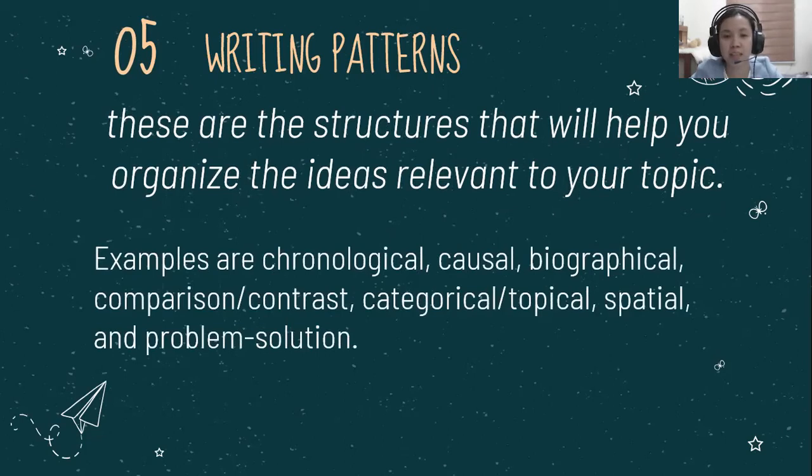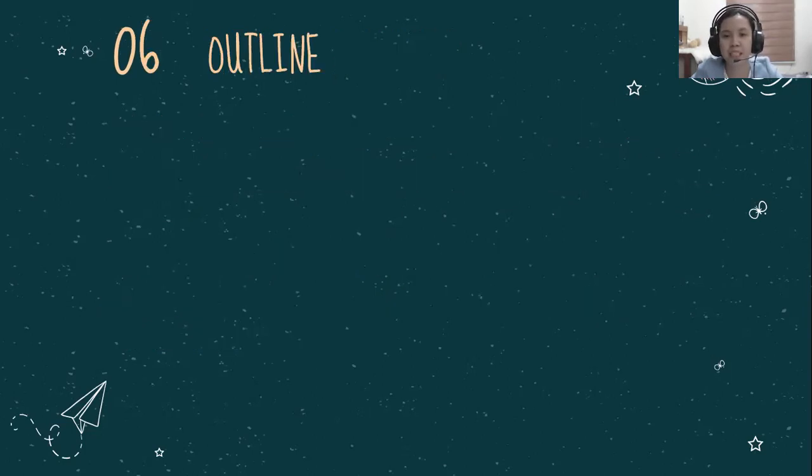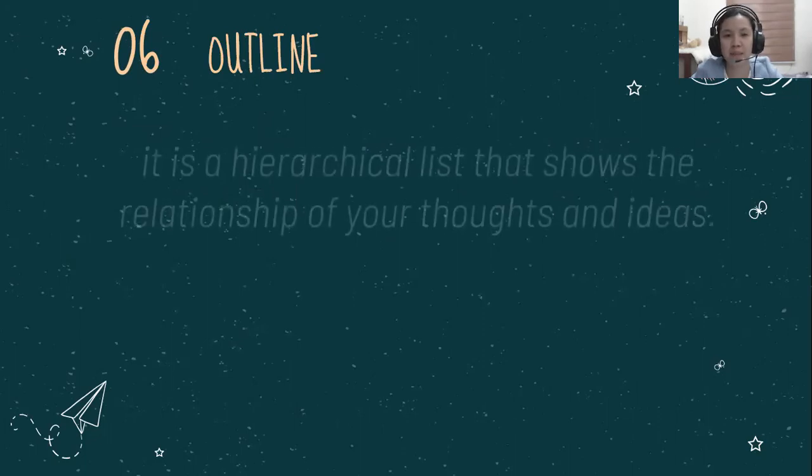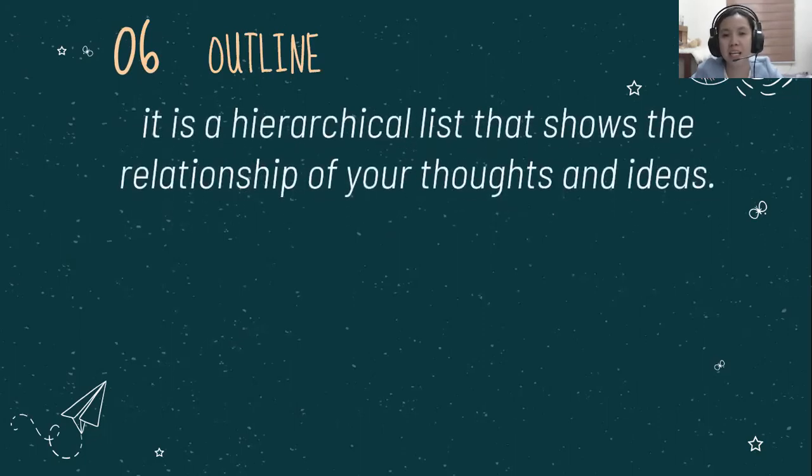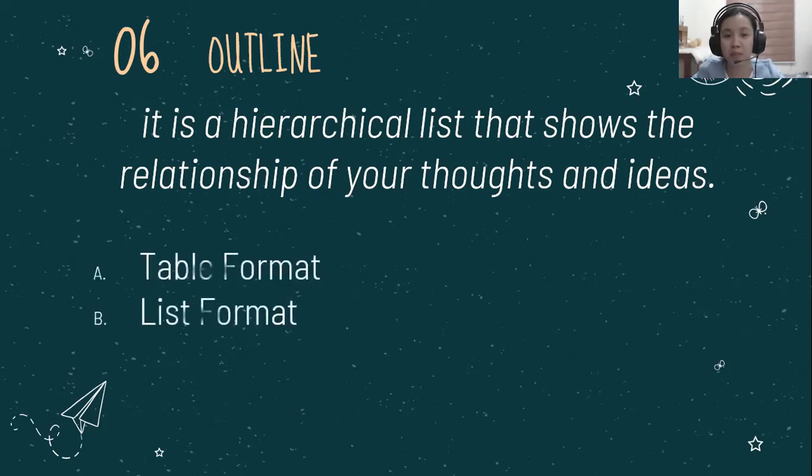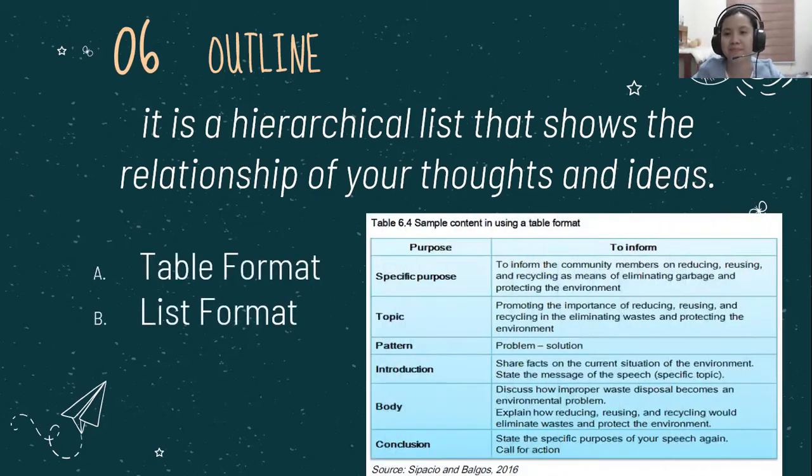Chronological, causal, biographical, comparison or contrast, categorical or topical, spatial, and problem solution. Number 6 is outline. It is a hierarchical list that shows the relationship of your thoughts and ideas. A good outline helps us see that all ideas are in line with the main idea or message. Through outline, we can easily see the main ideas and the supporting details. This can be done by using a table format or a list format.